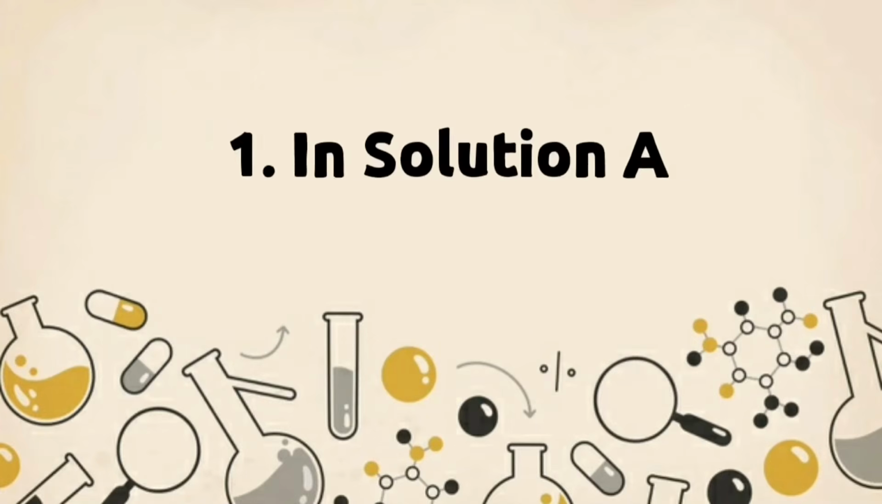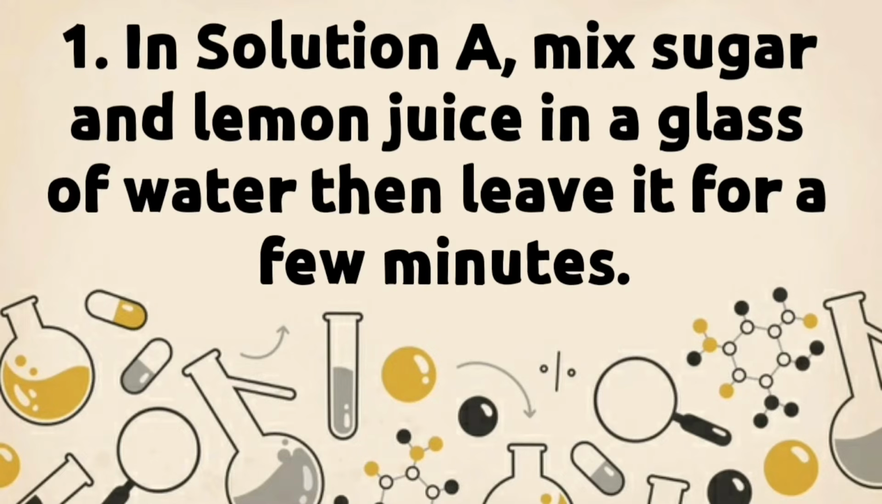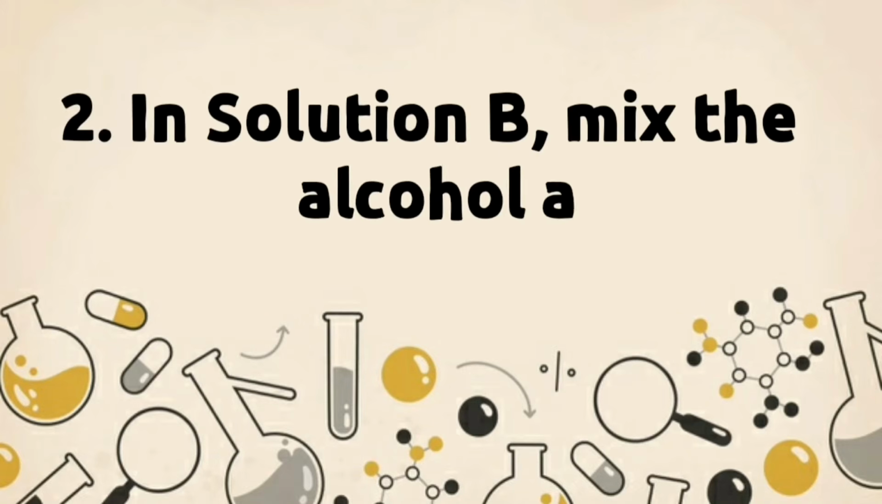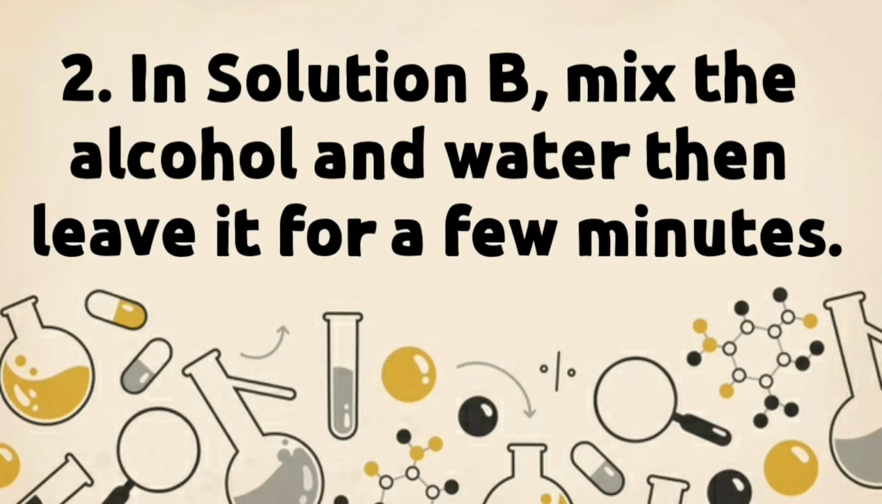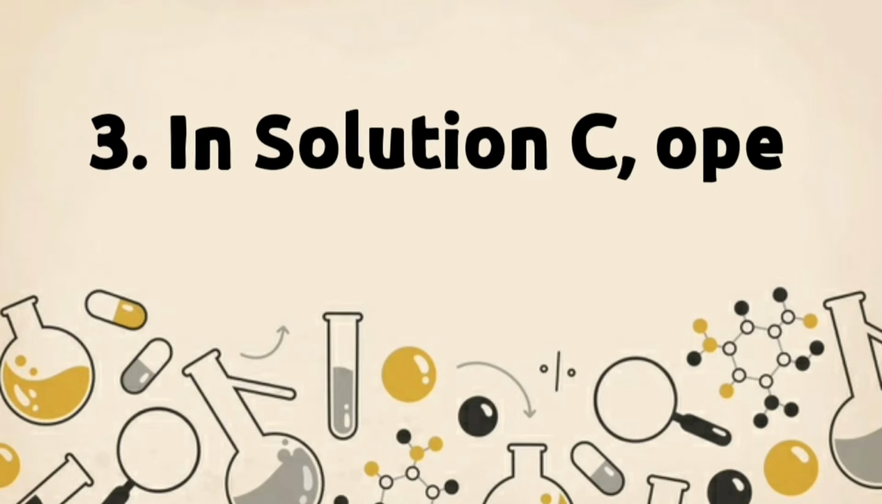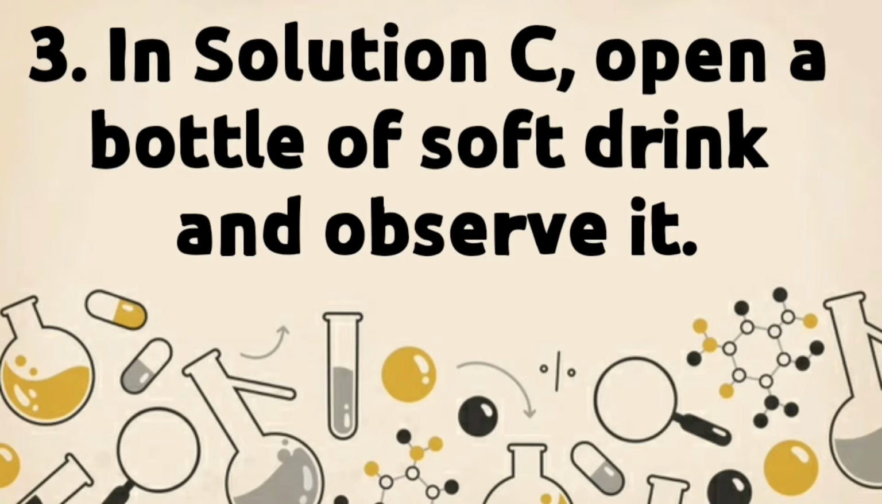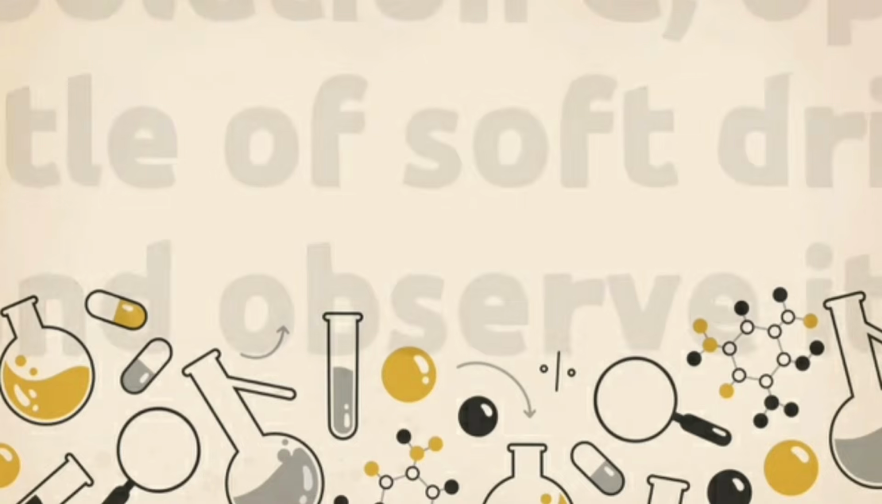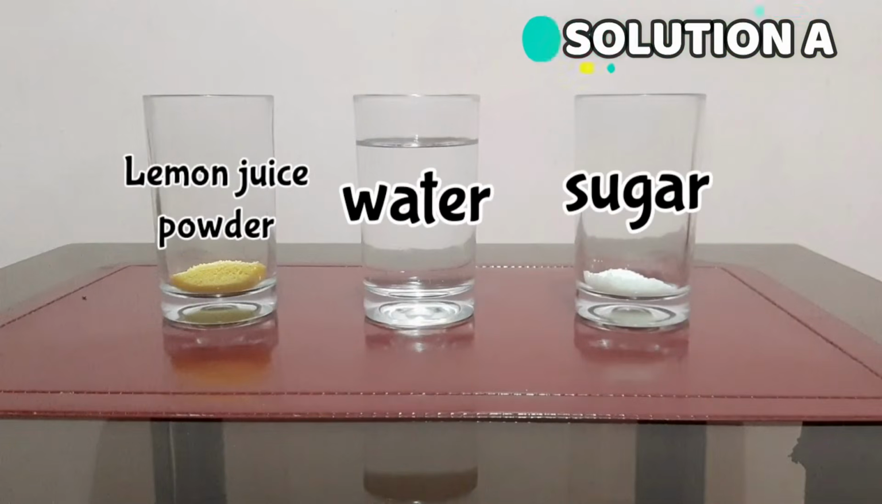Procedures. Number 1, in solution A, mix sugar and lemon juice in a glass of water. Then, leave it for a few minutes. Number 2, in solution B, mix the alcohol and water, then leave it for a few minutes. And number 3, in solution C, open a bottle of soft drink and observe it. Let's go!